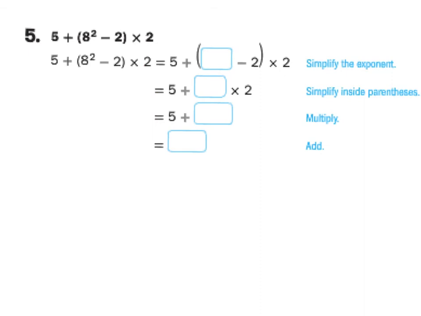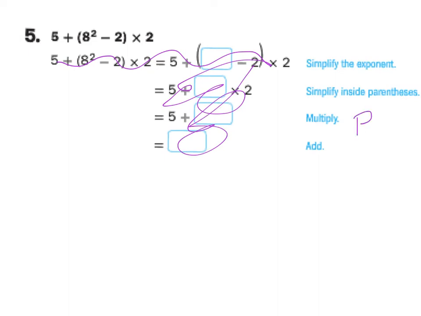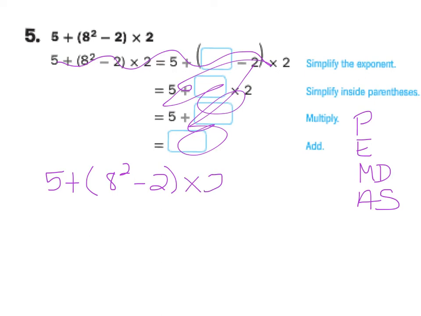We're going to start on this one by crossing out the blanks. I'm not going to use that. And let's write down our PEMDAS. All right, so let's rewrite the expression. We have 5 plus parentheses 8 squared minus 2 times 2.